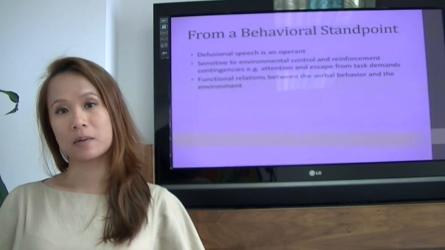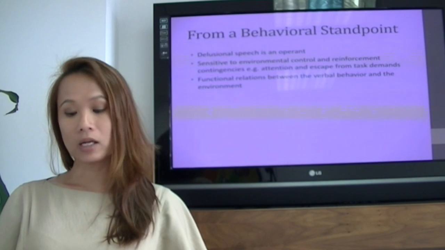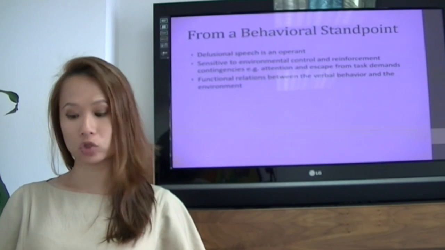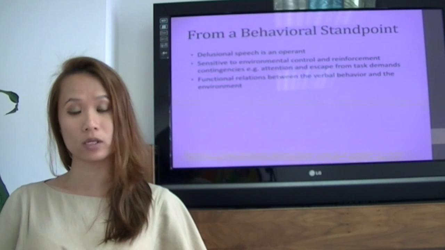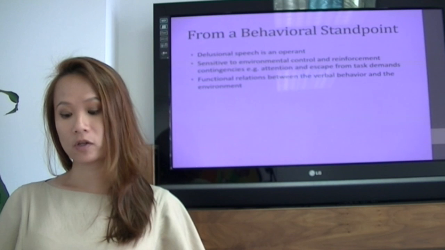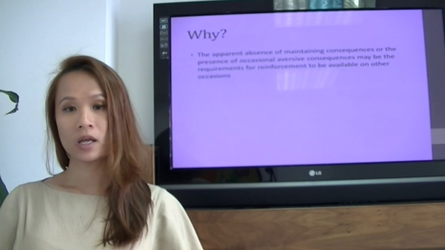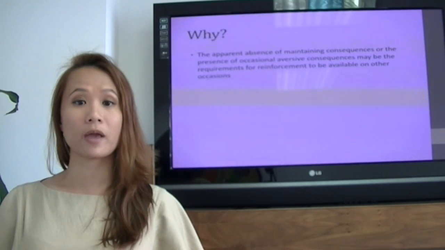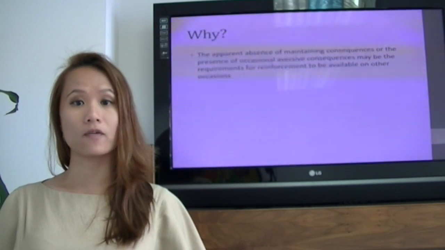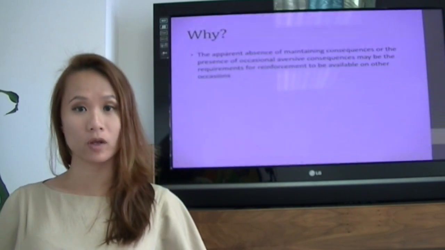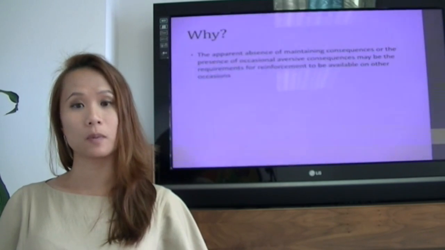From a behavioral standpoint, we first look at delusional speech as an operant, and it is also sensitive to environmental control and reinforcement contingencies such as attention or escape from work demand. It also carries functional relations between verbal behavior and the environment. As we all know, for a behavior to occur, we need the presence of an SD, which signals the availability of reinforcement, and the absence of S delta or aversive stimulation.